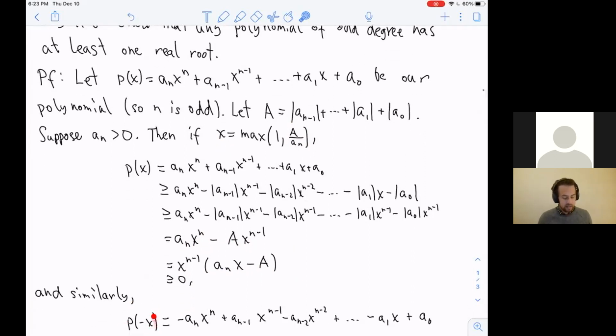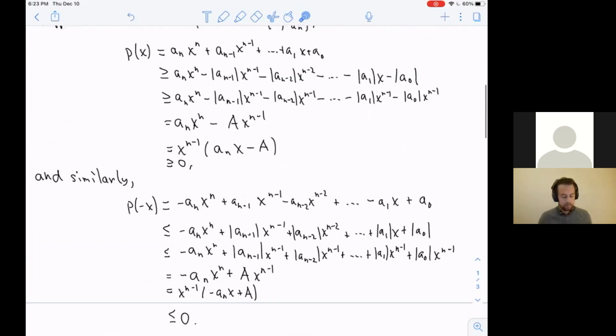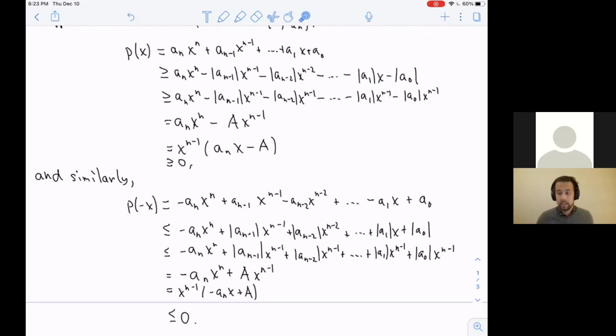And similarly, we're going to show that p of negative x is smaller than 0. Okay, so they're on either side. Now you might know this intuitively, but we're just showing it rigorously because this is one of our TA videos. So p of negative x is equal to, well, we have a negative, because it's an odd degree, we have a negative x to the nth power. So I just pulled out the negative 1 to the n and made it a negative sign. N minus 1 is even, so this gets positive. N minus 2 is odd, so we get a negative, and so on and so forth.